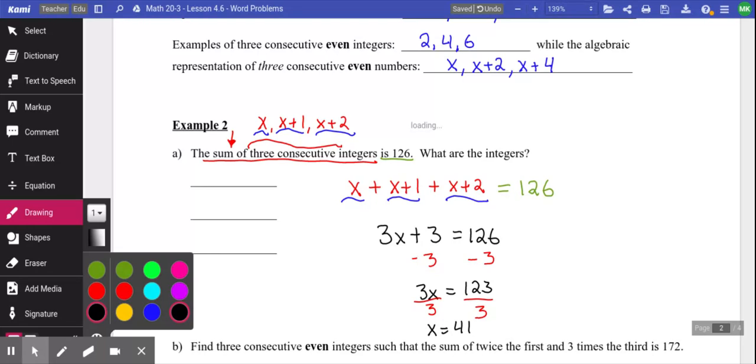then go back to lesson 4.4 and just practice 4.4 a little bit more to get a little better at that stuff. So x equals 41. X is the first number in our series. That means the next number would be 42, and the next number would be 43. So our numbers are 41, 42, and 43.